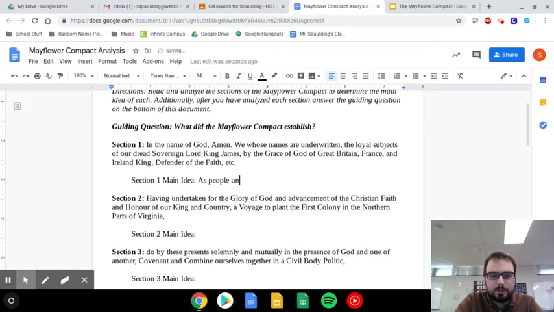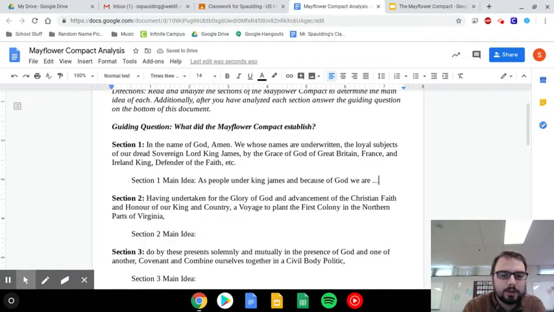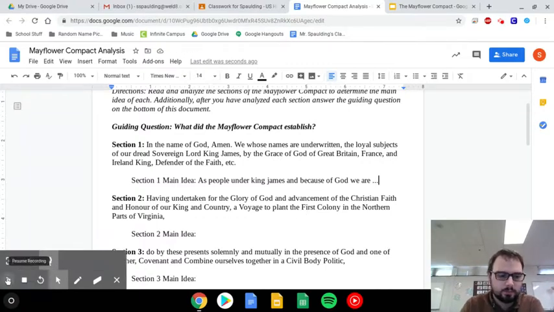As people under King James and because of God. We are... That's the first section. Nothing in there really that we need to highlight or underline. We're going to go ahead and continue on with section 2.